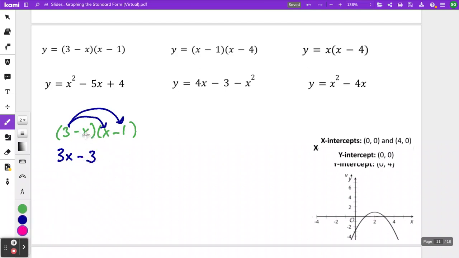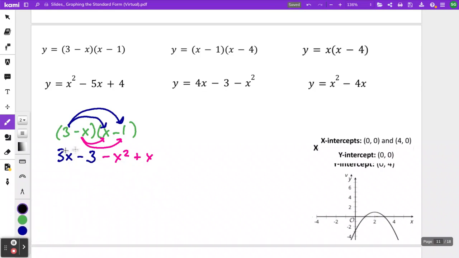And then I'm going to do the same thing with my second term. That's a negative x right there. So I'm going to do negative x times x, and negative x times negative 1. Negative x times x is negative x squared, and negative x times negative 1, negative times negative is positive, and x times 1 is just x. So we get these 4 terms here.